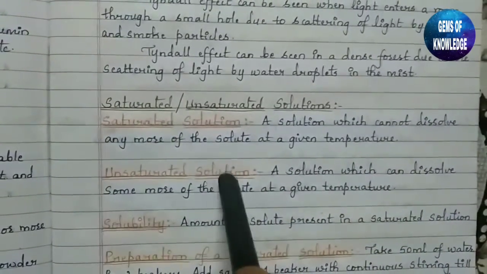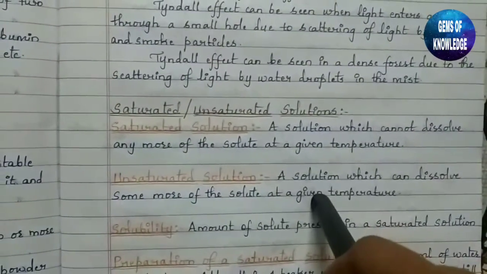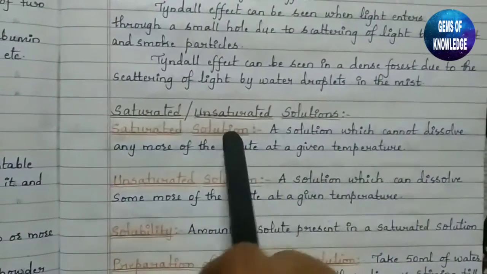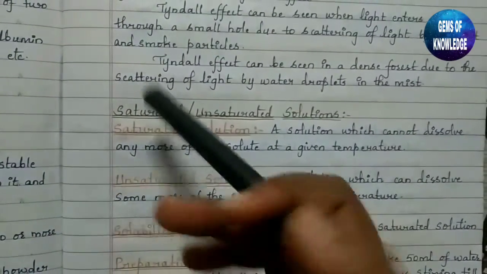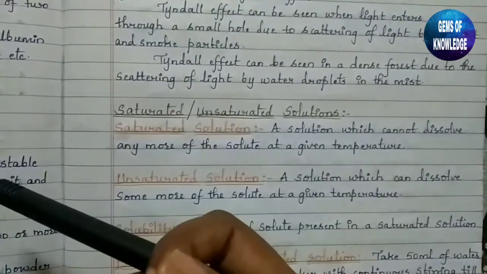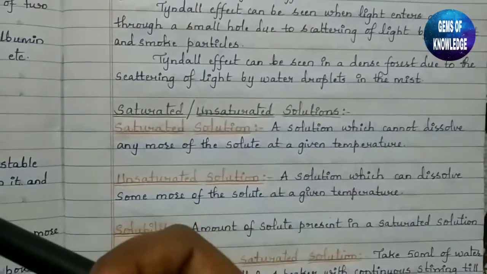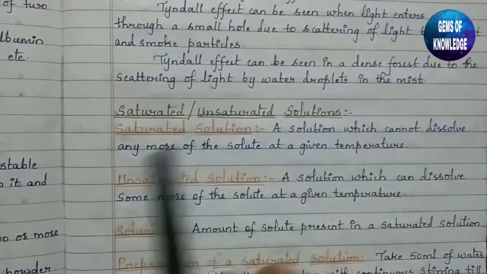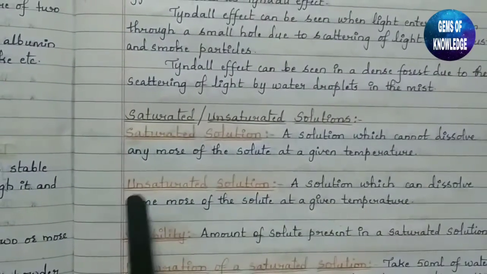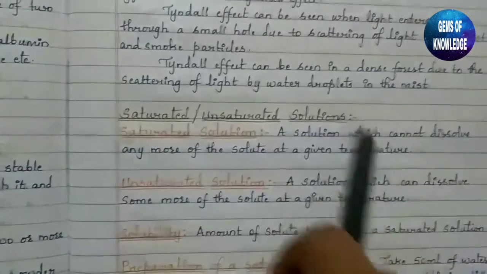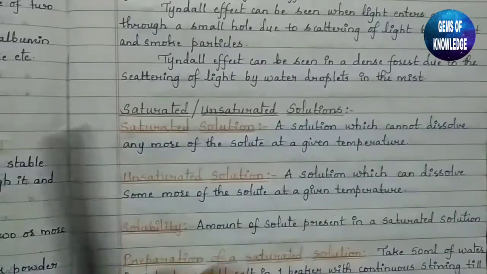An unsaturated solution is a solution which can dissolve some more of the solute at the given temperature. Now suppose in the same case, you are taking 5 grams of water and trying to dissolve more than 5 grams of salt. It may take some time, and it may dissolve if the temperature is increased. So a solution which can dissolve more solute is an unsaturated solution, and one which cannot dissolve more, as it has already reached its point, is known as a saturated solution.